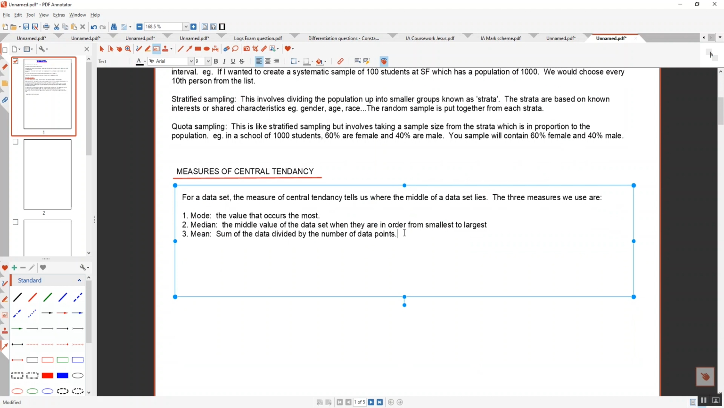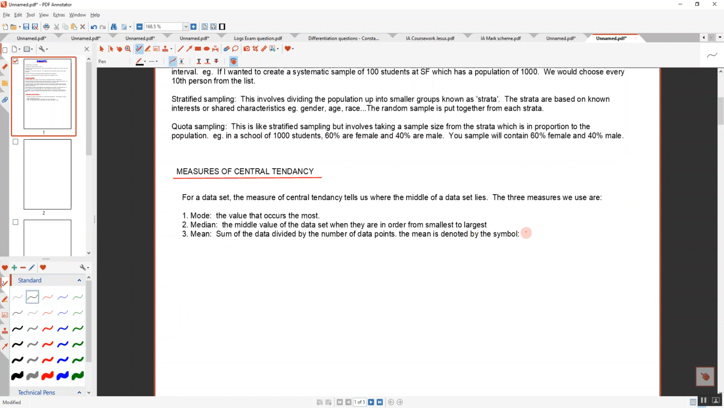Let's actually put here: the mean is denoted by the symbol. I'm going to write it with my pen. So on the calculator and in the course, the mean is denoted by the symbol x with a little bar on top, okay? So we call that x bar.